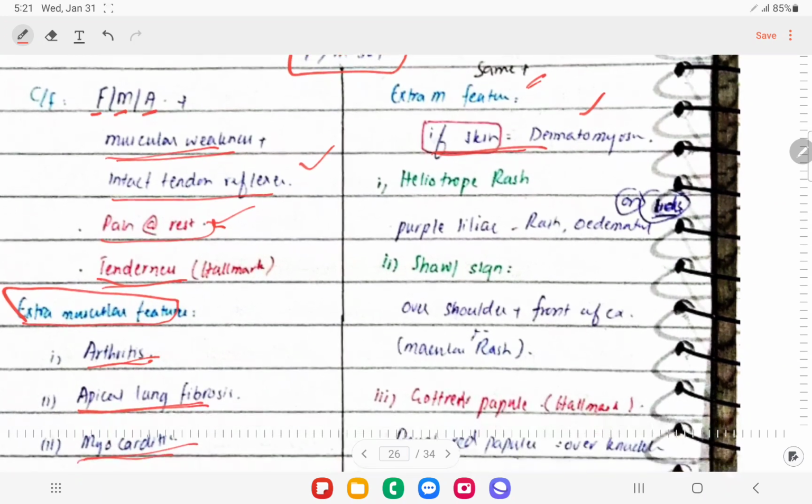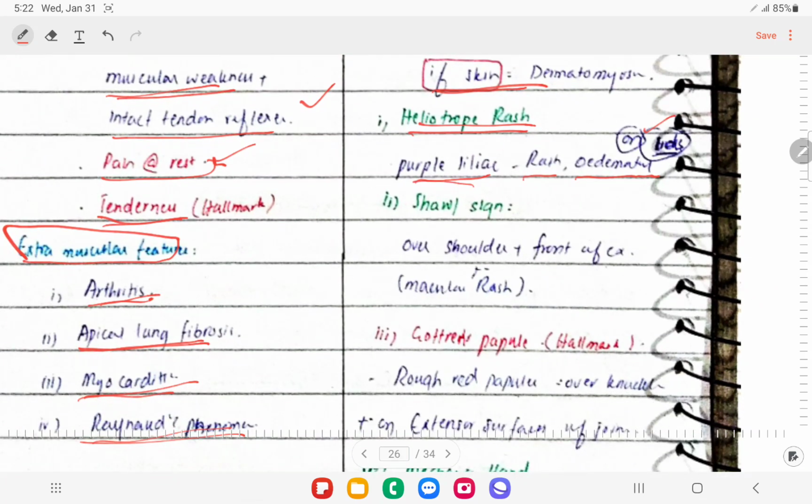So let's see what skin features we're going to get in these patients. The first one is the heliotrope rash, right? This is a purple lilac rash and edematous. We're going to see edematous eyelids in these patients, right? So this is called the heliotrope rash. It will be around the eyes, around the eyelids. So if we see a purple lilac rash that is edematous, this is the heliotrope rash, right?